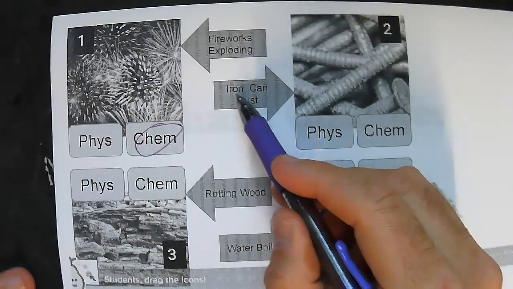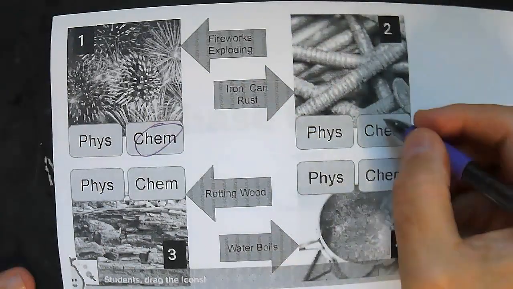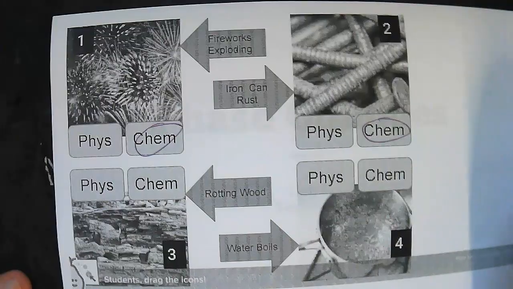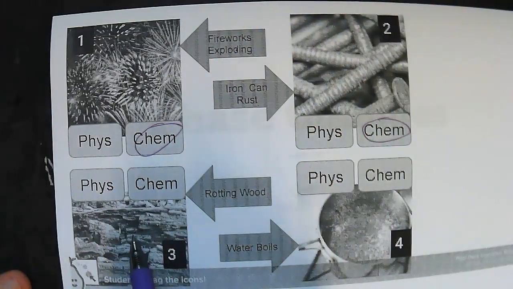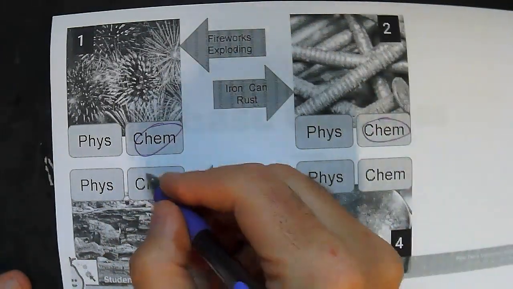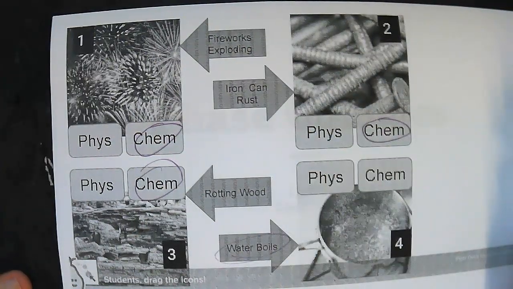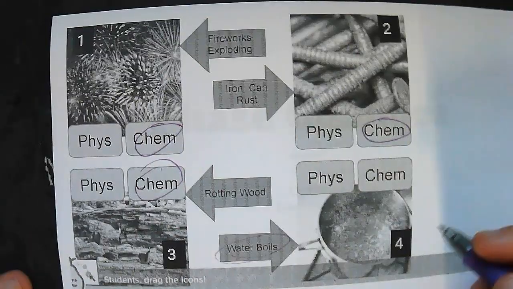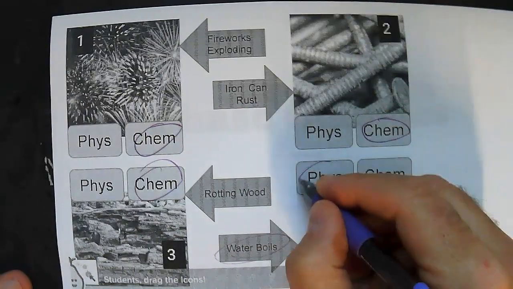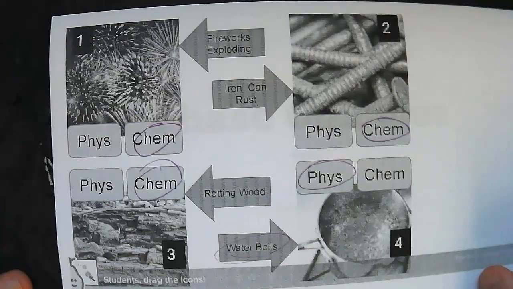Iron rusting. Iron can rust. That's a property. That's a chemical property. This is a tree rotting. It's rotting wood. That is chemical. And again, boiling water. That's a phase change going from a liquid to a gas. That is physical. Phase changes are physical.